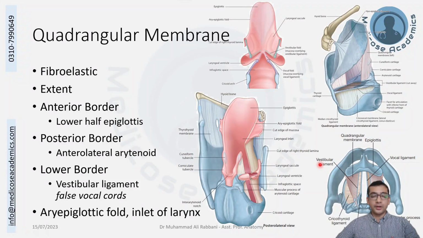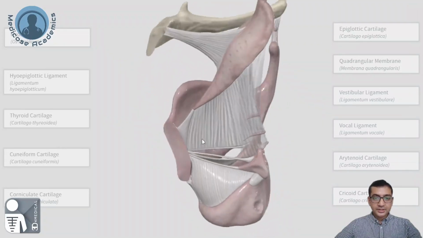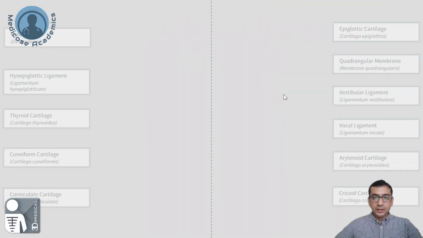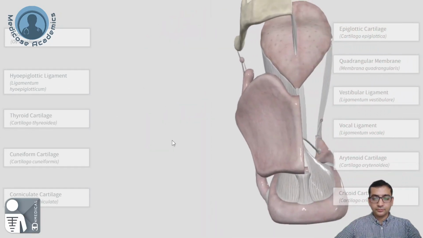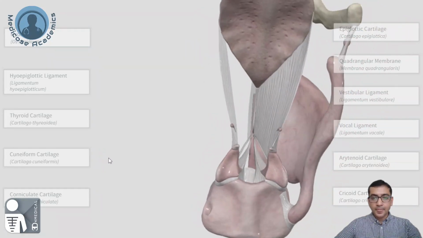Let's talk about the quadrangular ligament. This is a tricky concept. I will try to go back to the model and set up a few things. Let us talk about the quadrangular membrane. So this is a section. The thyroid cartilage has been cut, and you are seeing the ligaments.